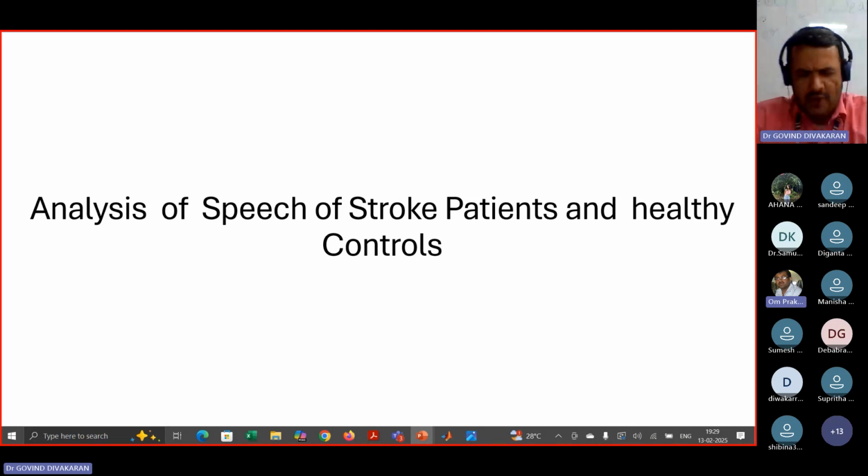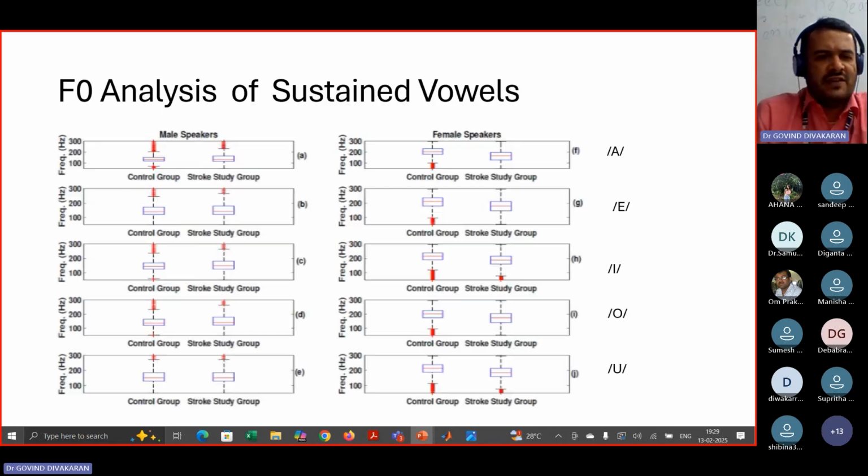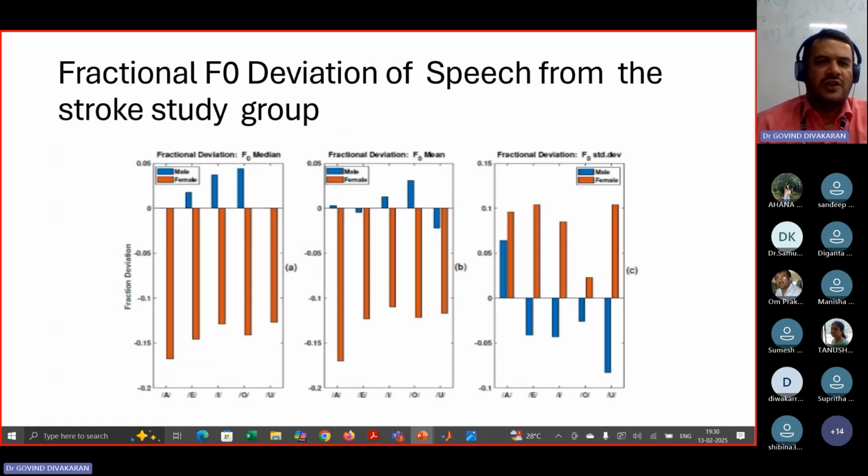So this is about the data set. Now, I'll just glance through some basic analysis that we have done. We have done some F0 analysis and got some interesting results here. With respect to the male speakers and the female speakers, you can see the fractional F0 deviation, especially with respect to the median.